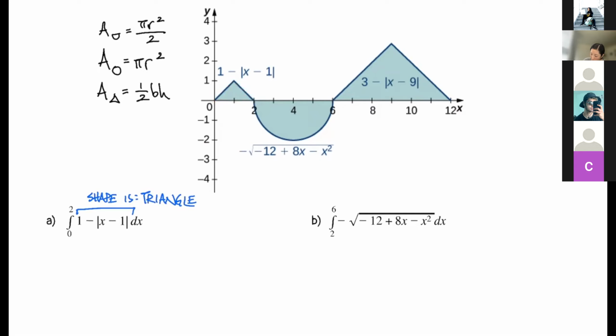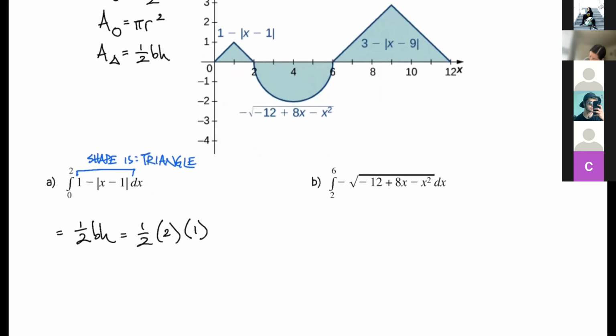So let's apply our formula. We can say that it is 1/2 base times height. And we plug in 1/2. Our base in this case is 2 units long and our height is 1 unit tall. And let's not bother with the multiplication. Let's reduce before we do that. And we end up with 1 as our answer. Okay. Not so bad, right?